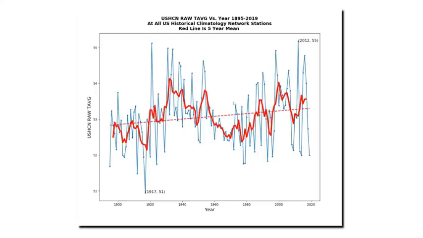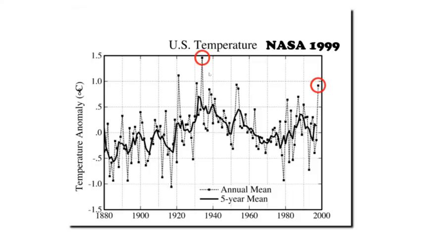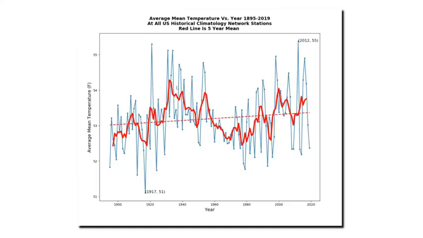Now let's look at the unadjusted average temperature around the United States. That's the average of minimum and maximum temperatures. Once again, you can see that the 1930s was warmer than the present. Not surprisingly, the unadjusted data looks very similar to the 1999 version of NASA US temperatures. Let's take a look at that again. The 1999 NASA graph showed cooling from the 1930s through the end of the 20th century. And the current unadjusted NOAA temperature data for the United States shows the same thing, cooling from the 1930s through the end of the 20th century.